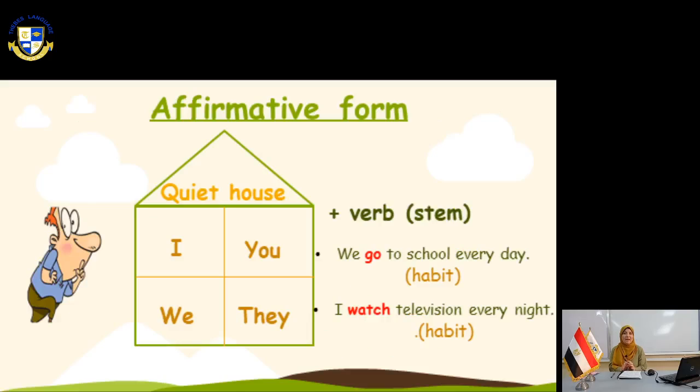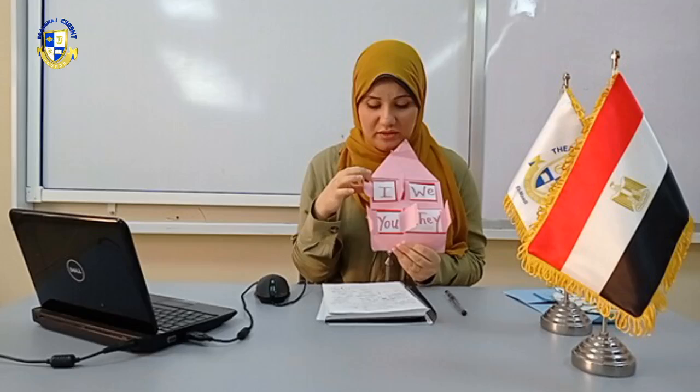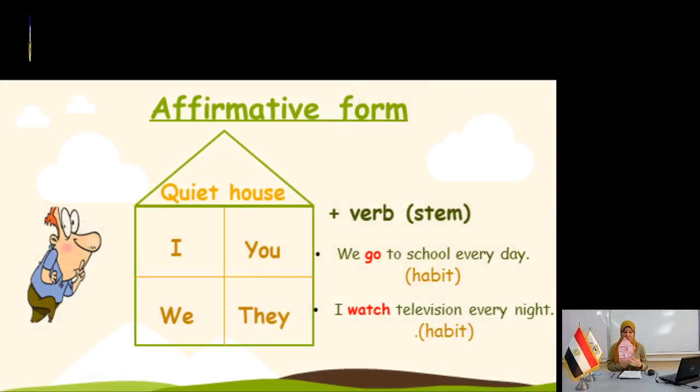How can we form a sentence in the present simple tense? Okay, in the present simple, we are going to divide our personal pronouns into two groups. As we said before, personal pronouns are divided into two houses. The first house is the quiet adults' house. It's a very quiet house. Who lives inside this house? I, we, you, and they.